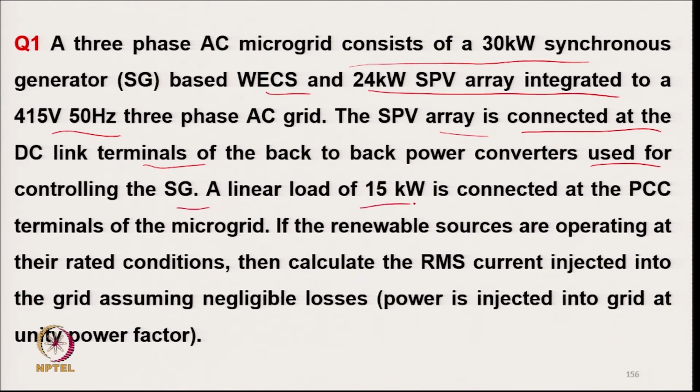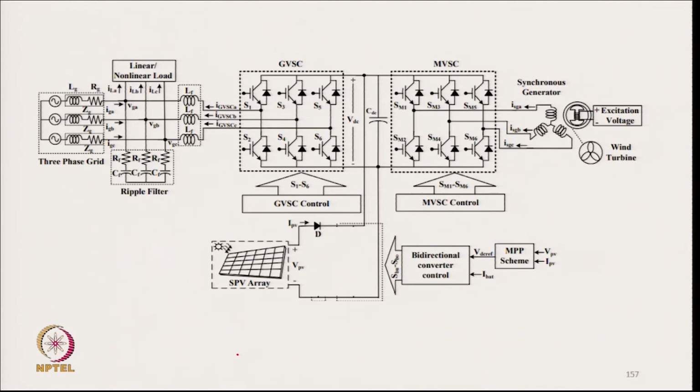A linear load of 15 kilowatt is connected at the PCC terminal of the microgrid, and if the renewable sources are operating at their rated condition, then calculate the RMS current injected into the grid, assuming negligible losses. Power is injected into the grid at unity power factor, and this is the typical case you can see here.